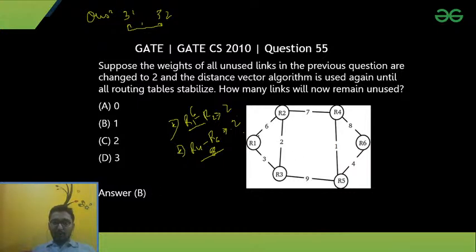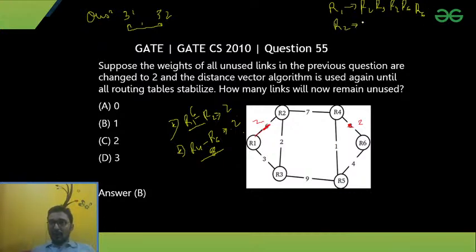What you can do is again simple. You can just change this link's weight to 2 and this link's weight to 2, and then you will again try to find the shortest path between each and every other node, like we did in the previous question. For R1, we will try to find the shortest path from R1 to R2, R3, R4, R5, and R6. And we will check which edges are being used in these paths.